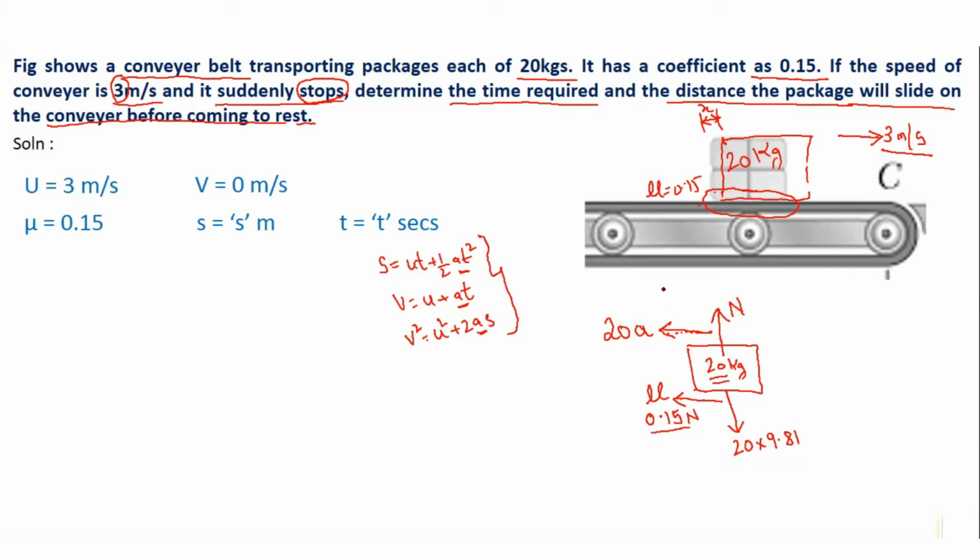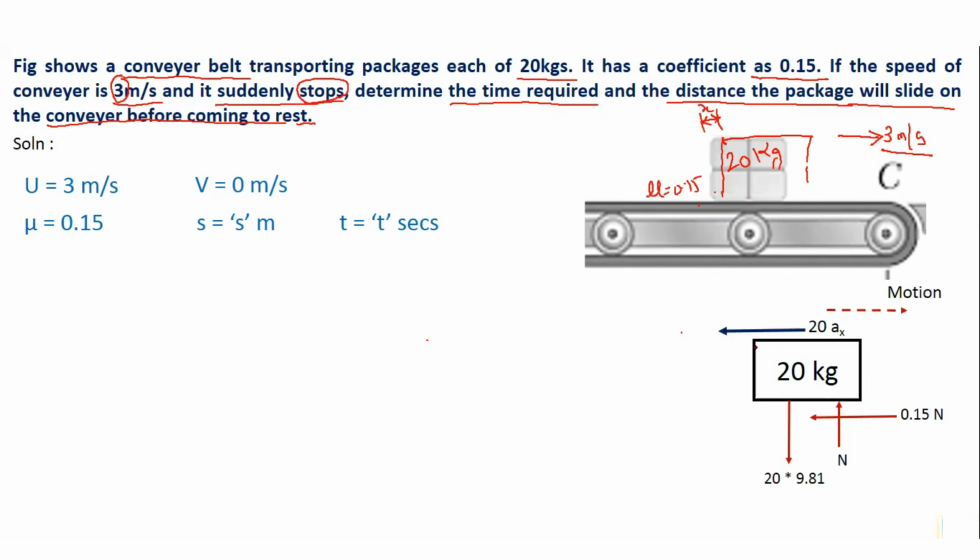Now we can apply the conditions of equilibrium to this entire system. First condition, I will use summation of Fy is equal to 0. There are two forces, one is 20 into 9.81, and another is N. So I will write positive N, which is going upwards, minus 20 into 9.81 is equal to 0, and from here I get the value of N as 196.2 newtons.